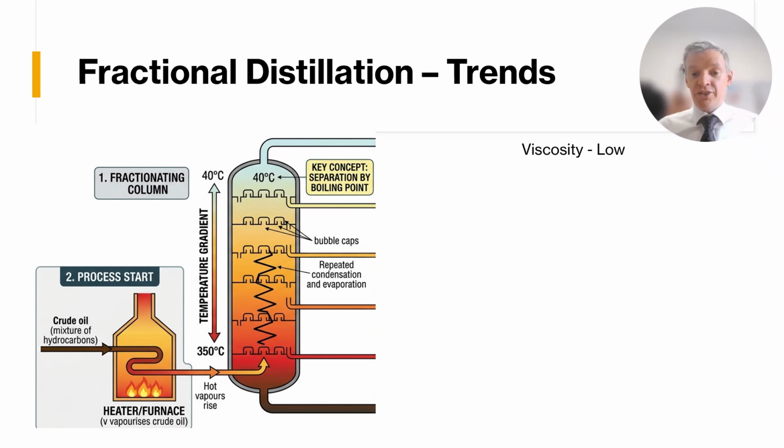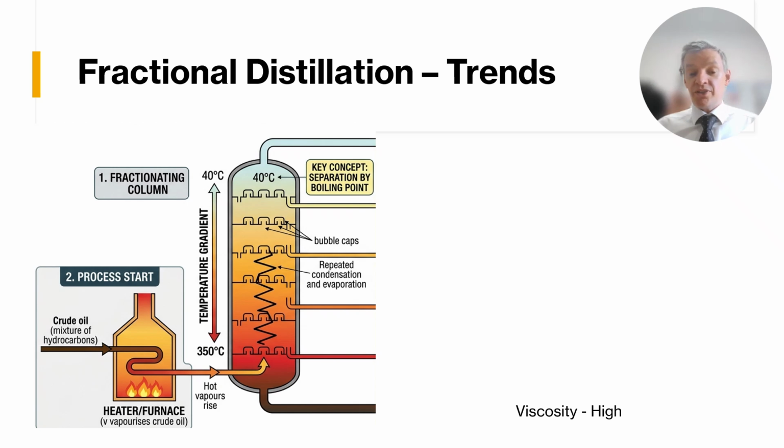And if you think about the trends in the column, the shorter chain hydrocarbons at the top of the column have a low viscosity, and the longer hydrocarbon chains at the bottom have a higher viscosity. And a really simple explanation is longer chains are more likely to get tangled up in themselves and therefore not flow quite as easily. So those are the main trends. So that's boiling points, colour and viscosity.